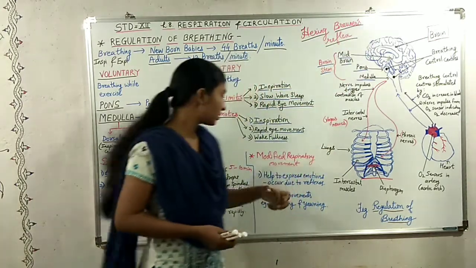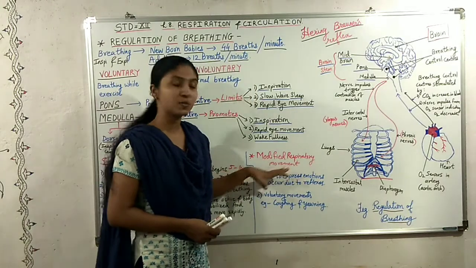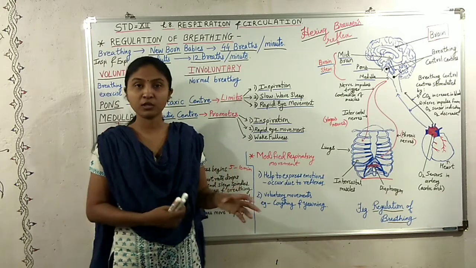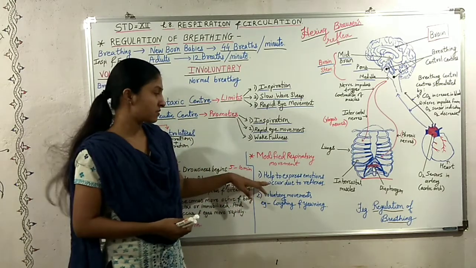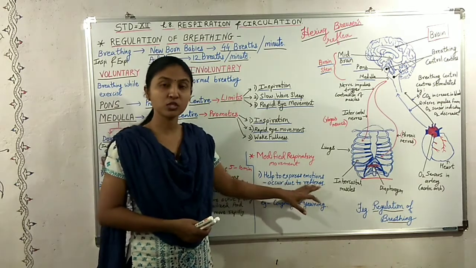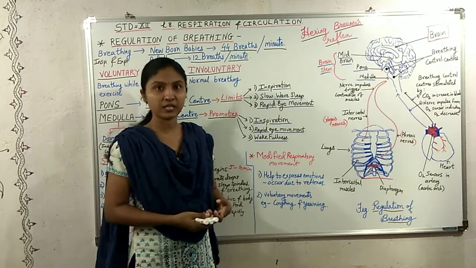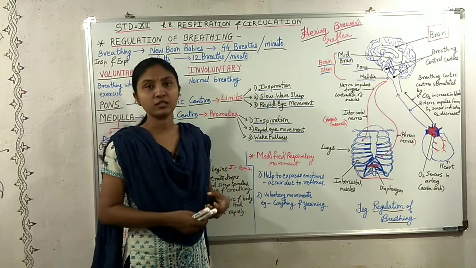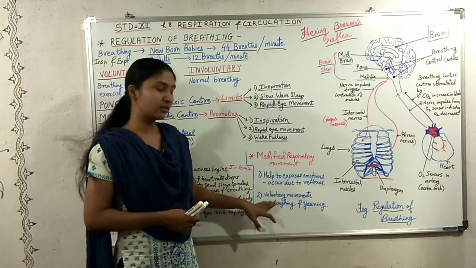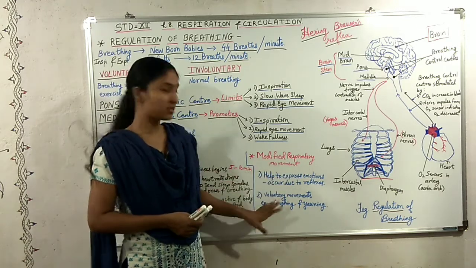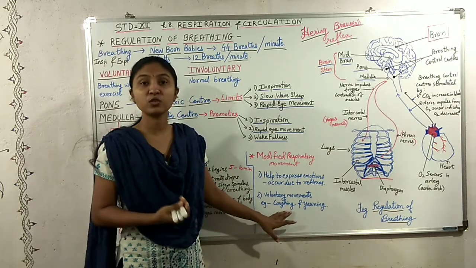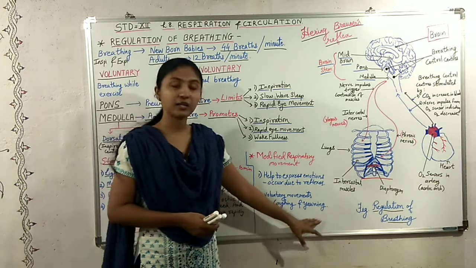Then again we saw the term modified respiratory movements. Modified respiratory movements are different from the normal respiratory movements. These modified respiratory movements help to express the emotions and they occur due to reflexes. They are not done voluntarily. They occur due to the reflexes. And second, some of these modified respiratory movements are also voluntary movements, for example, the movements we make while coughing and yawning.